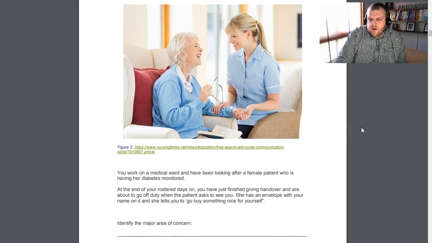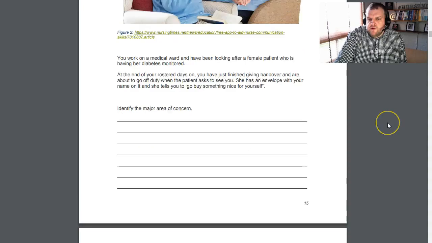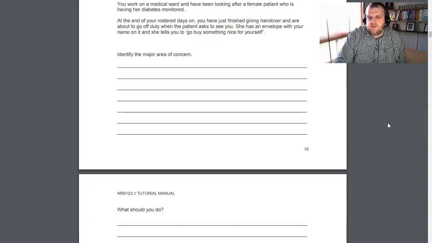Scenario 2 is working on a medical ward looking after a female patient who's having her diabetes monitored. At the end of the rostered days, you're giving handover and about to go off duty, and she asks to see you. She's got an envelope with your name on it and talks about how you should go buy something nice for yourself. The guidelines specifically talk about being able to accept gifts of a particular value, and we normally talk about how we generally try to accept things on behalf of the department rather than as an individual. So if you've been giving great care, that's fine, but I'm representative of a group of people.